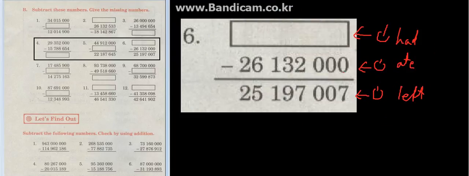So let's go down. Simply you should add, not subtract. You should add these two numbers. So 0 plus 7 is 7. 0 plus 0 is 0. 0 plus 0 is 0. 2 plus 7 becomes 9. 3 plus 9 is 12, so we put 2 and add 1 here. 1 plus 1 plus 1 is 3. 6 plus 5 becomes 11, so we place 1 and put 1 over here. Now 1 plus 2 plus 2 becomes 5. So the final answer for this is 51,529,007.